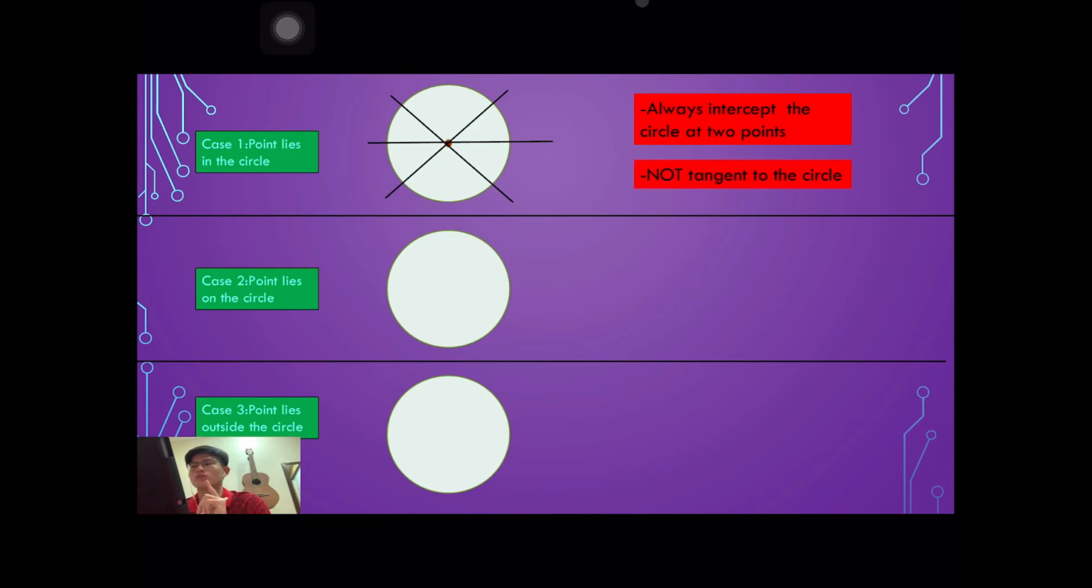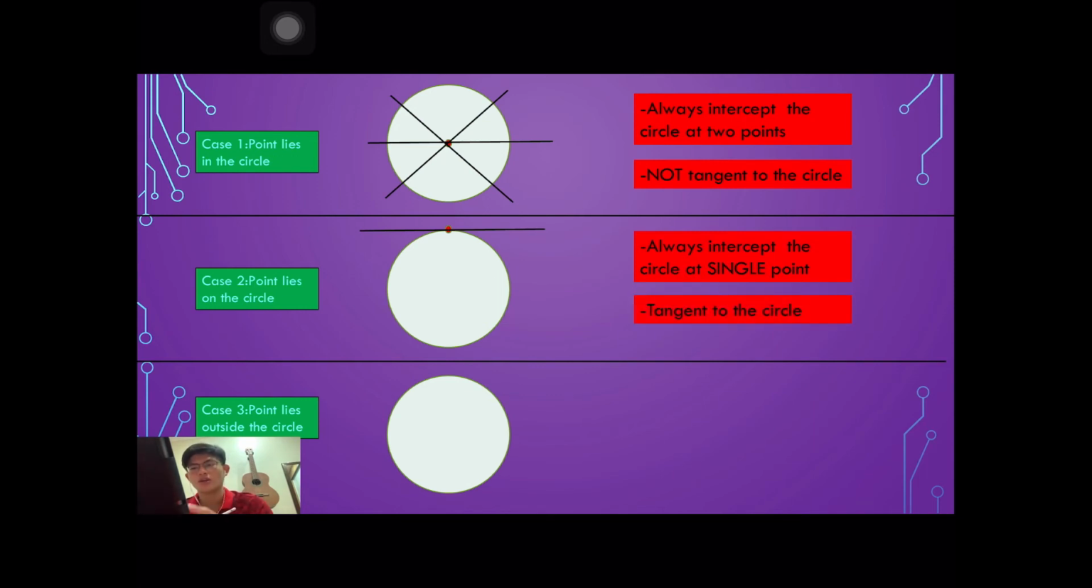Case 1. When the point lies in the circle. No matter how we extend the point into a line, the line will always intercept the circle at 2 points, so it is not tangent to the circle. Now, case 2. When the point lies on the circle, if we extend the point into a line, the line will only intercept the circle at a single point, hence it is a tangent to the circle.